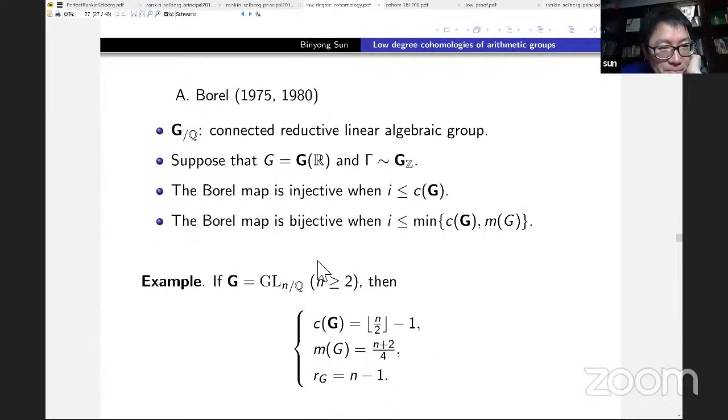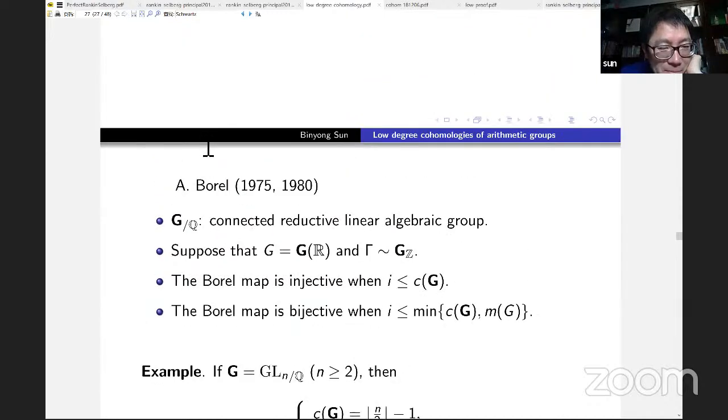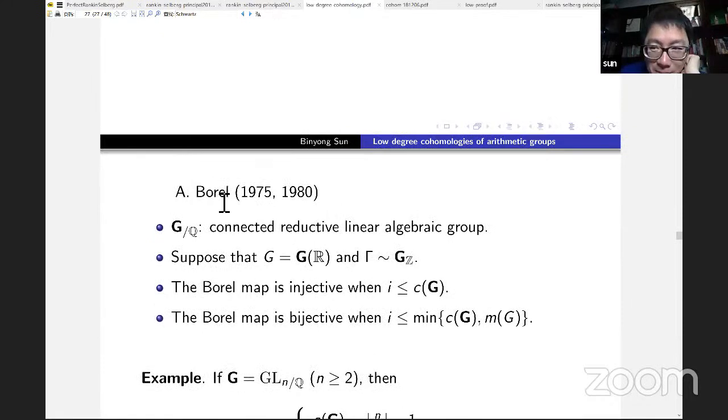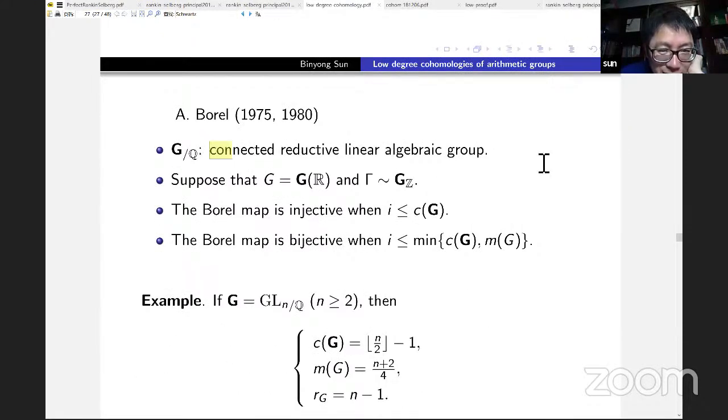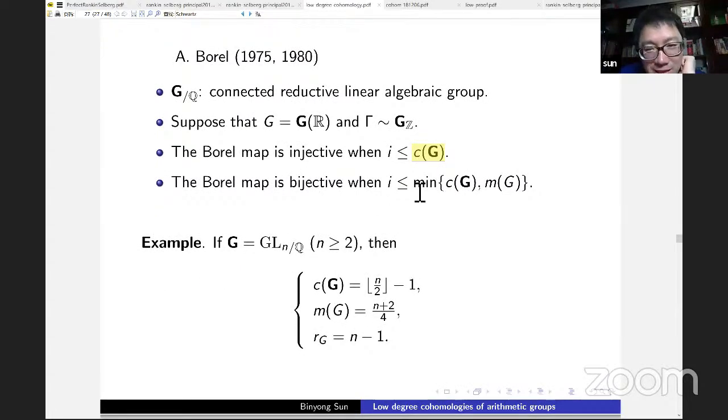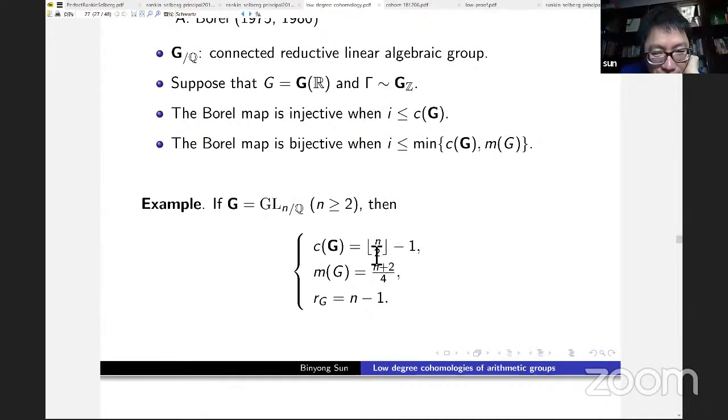And Borel considered the non-compact case, so when G mod gamma is non-compact. Here G is a connected reductive linear algebraic group, and gamma is an arithmetic group. Then the Borel map is injective when I is less than cG, and is bijective when I is less than or equal to another constant. For example, if G equals GLn over Q, then the constant cG is roughly half of n, and mG is roughly a fourth of n. Our rG is n minus one, so we also improve Borel's bound.